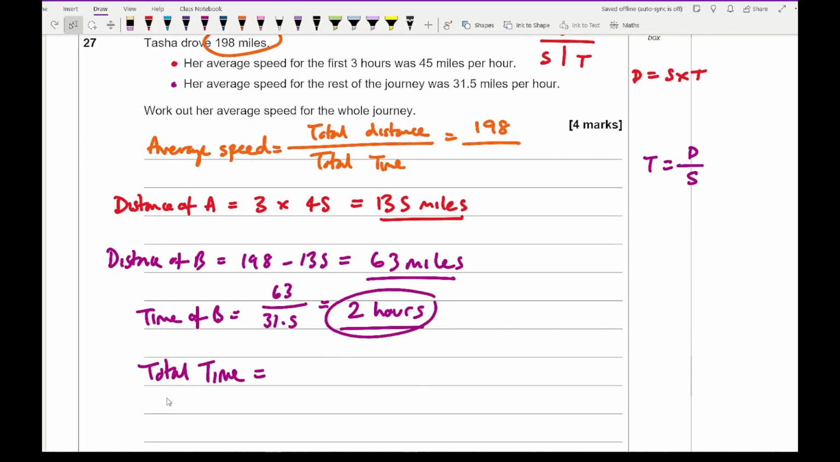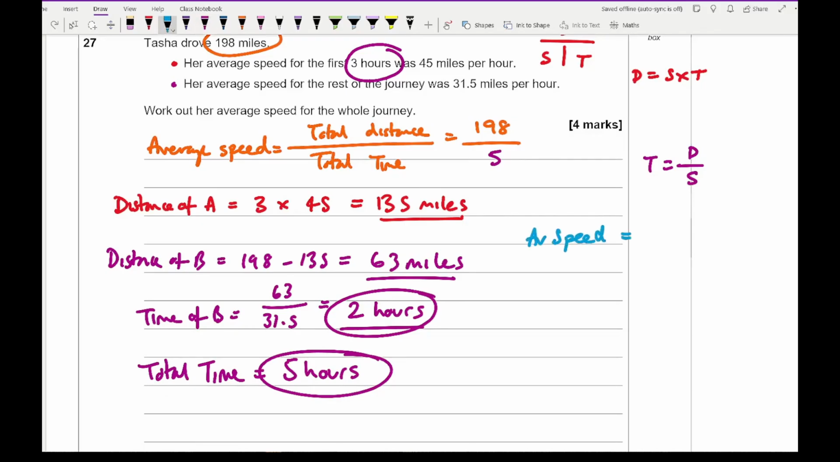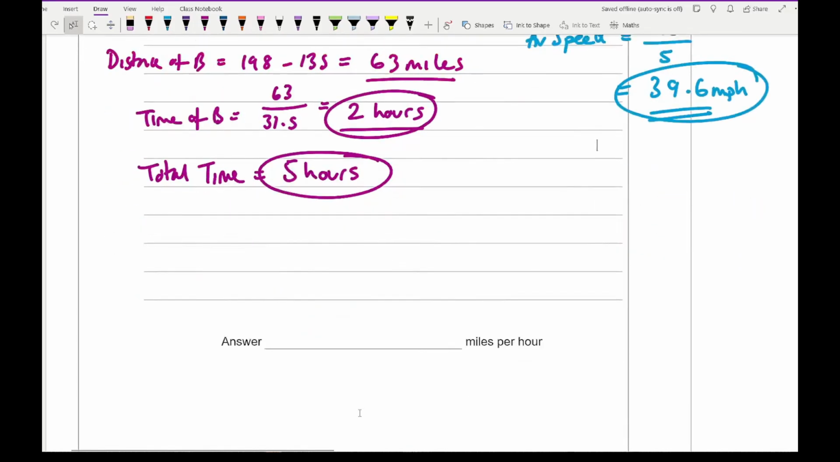Total time is going to be equal to 2 hours plus 3 hours, so that gives us 5 hours. Then using this information now to work out the average speed, let's use a different colour pen. The average speed is going to be equal to, using this formula, 198 divided by 5, and that gives me an answer of 39.6 miles per hour. And there is my final answer for that one.